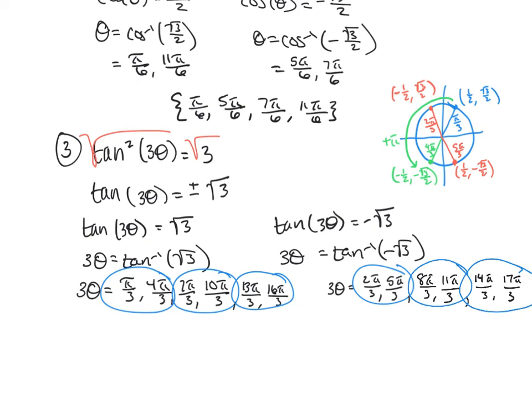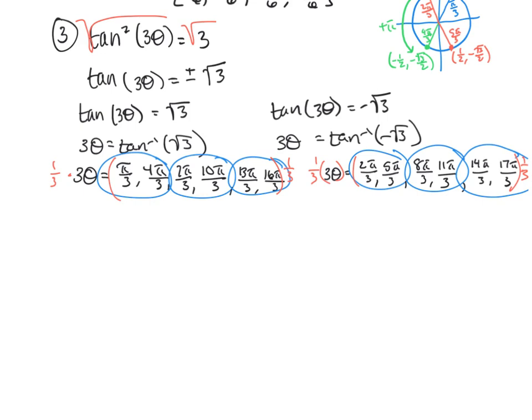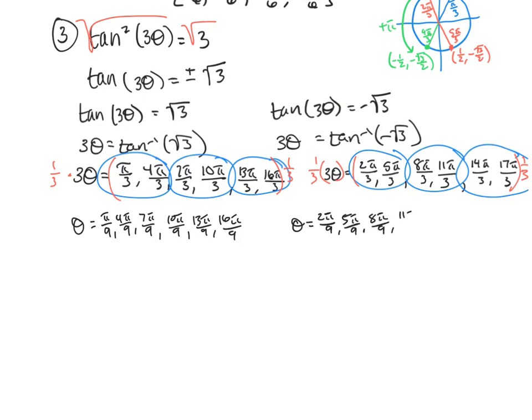And then we still have to take everything and multiply it by 1/3. So I'm going to take all this, multiply it by 1/3 so we can get theta by itself. And we're going to get theta is equal to pi over 9, 4 pi over 9, 7 pi over 9, 10 pi over 9, 13 pi over 9, and 16 pi over 9. None of those can be reduced. And then for our negative version, we'll have theta is equal to 2 pi over 9, 5 pi over 9. It's basically all of these just over 9.